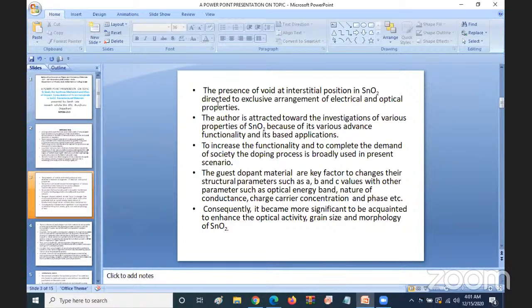The author is attracted toward the investigation of various properties of tin oxide because of its various functionality and its base application. To increase the functionality and to meet the demand of society, the doping process is broadly used in the present scenario. The guest dopant materials are key factors to change structural parameters like a, b, c, which are also called the lattice parameters, and also other optical parameters, optical energy band gap, nature of the conductance and the phase.